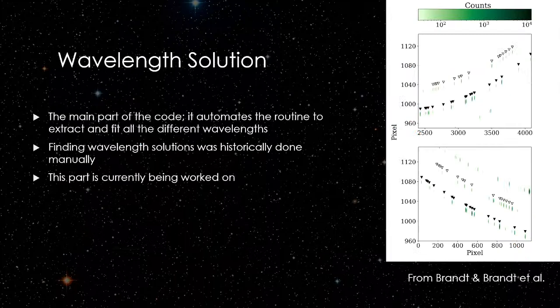And for part 6, the main part of the pipeline is our actual wavelength solution. So it's the main part of the code. It will automate the routine to extract and fit all the different wavelengths. And as I was saying before, finding wavelength solutions was historically done manually. One had to locate the coordinates of the emission lines, and then refine the wavelength solution by comparing it to a reference wavelength list. And that's kind of tedious and hard to do. So why don't we just use code to automate everything?